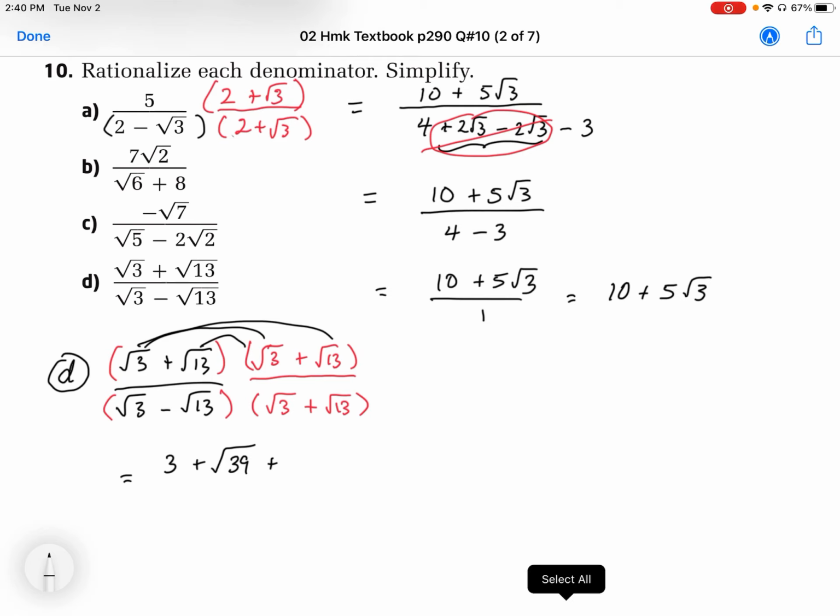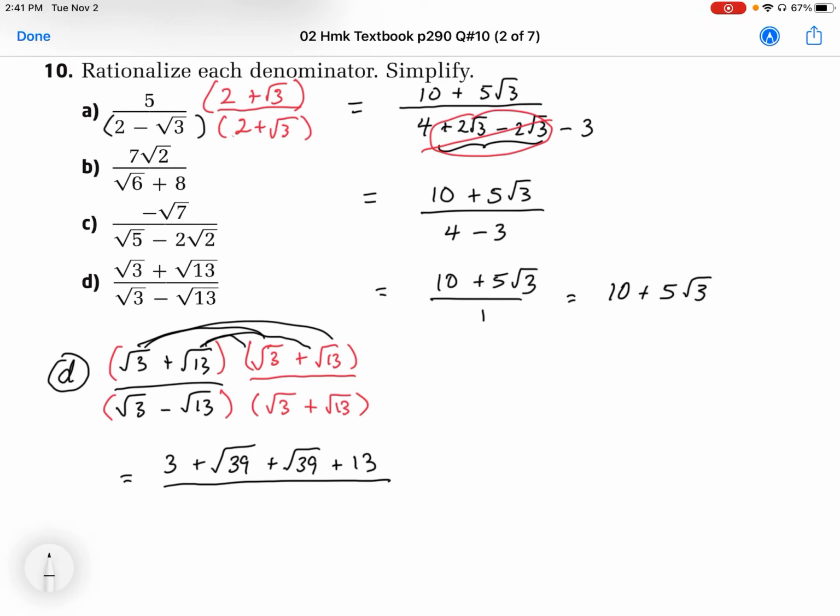inside. So it's going to give me root 13 times root 3, which is root 39 again, and then my last. So I end up with root 13 times root 13. I end up with 13. Now I did not rationalize the numerator because I have square roots left over, but that's okay because I don't need to rationalize the numerator.